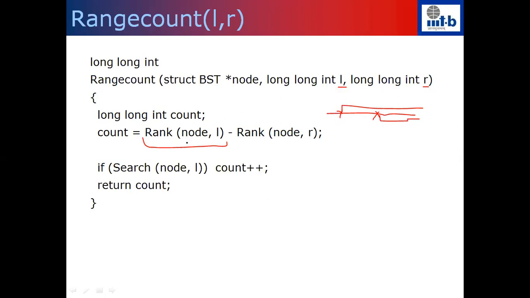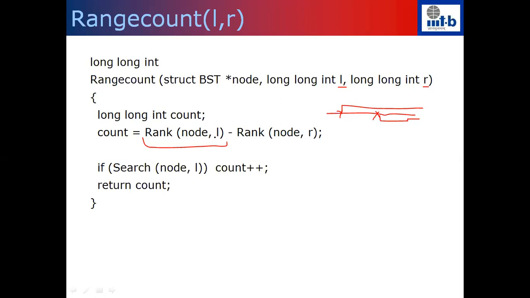So when I compute the rank of L, this is the number of numbers which are strictly greater than L. So L will not be included, right? In the rank of R, R will not be included, but R will be included in the rank of L. So when you do the subtraction, R will be there, but L will not be there, right? When I do the range count, we are assuming that L and R, if they are there in the binary search tree, both can be included. So the number of numbers greater than or equal to L, but smaller than or equal to R is what I'm looking for. So this will not include L, but will include R.